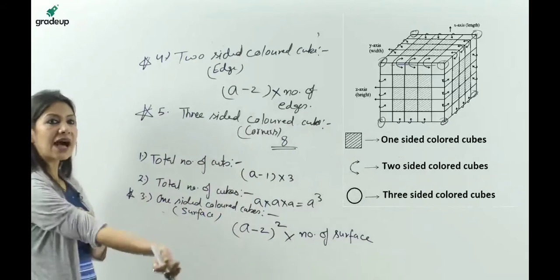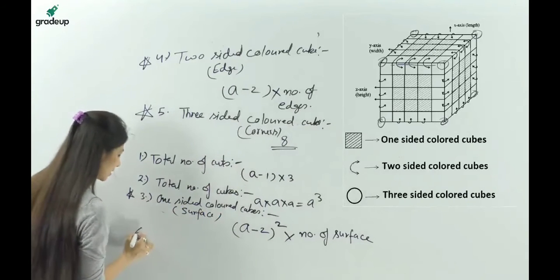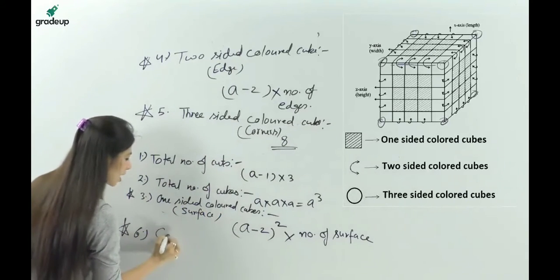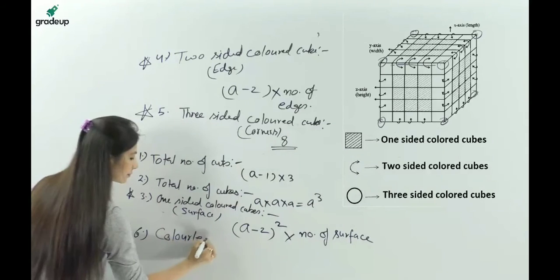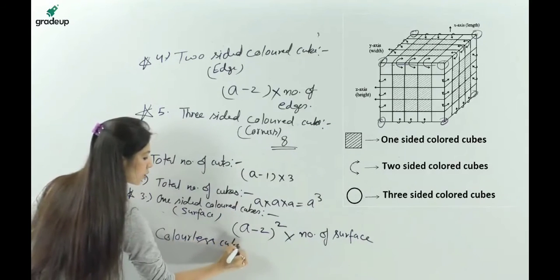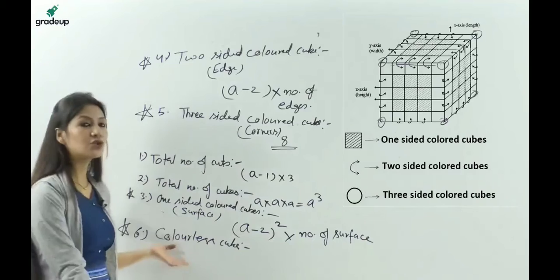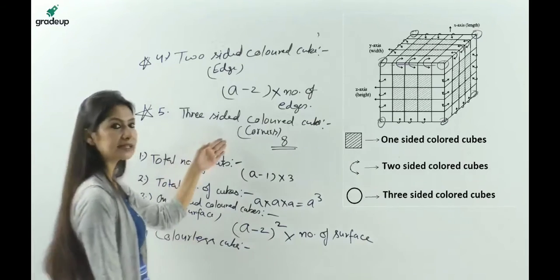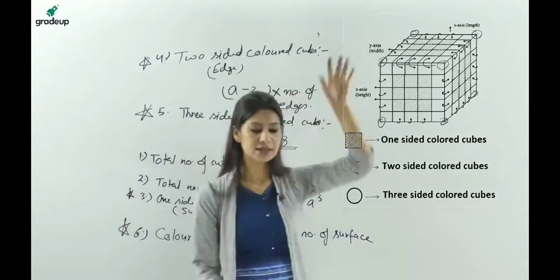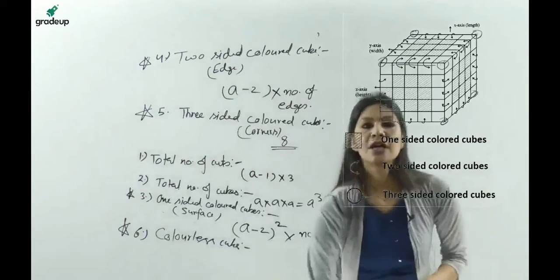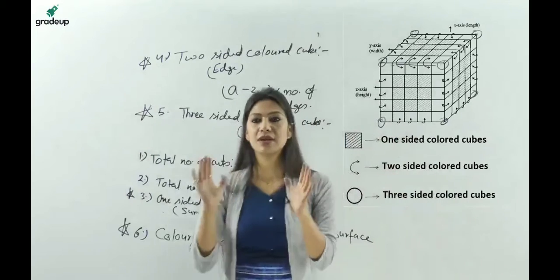Now we have the last point, the 6th one, that is colorless. So what do you think, students? Yes. A colorless cube we cannot find on the surface, the edges, or the corners, but you have to imagine, okay? So let's try to understand this.